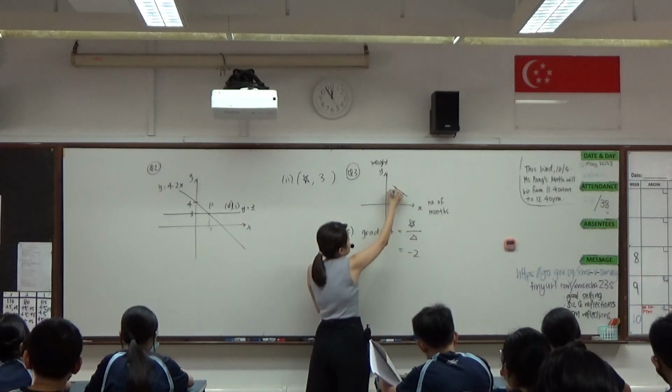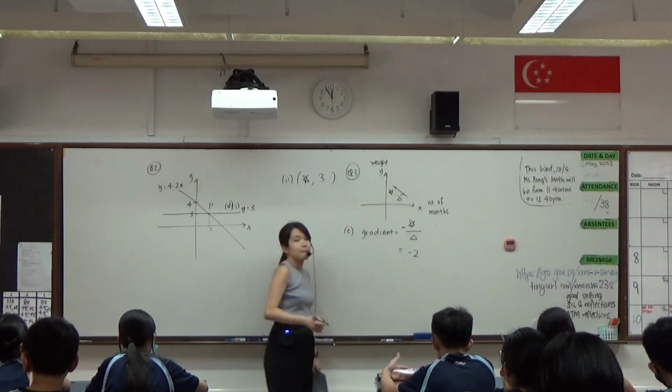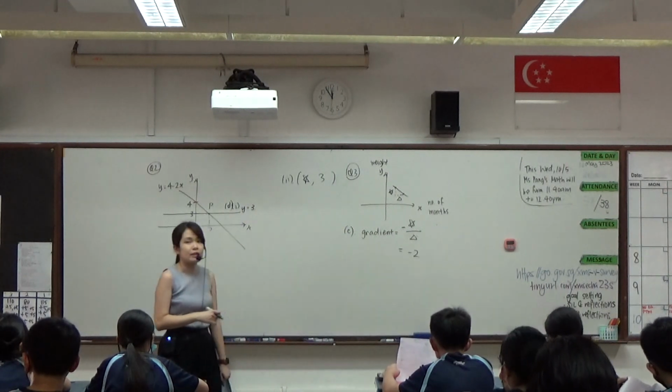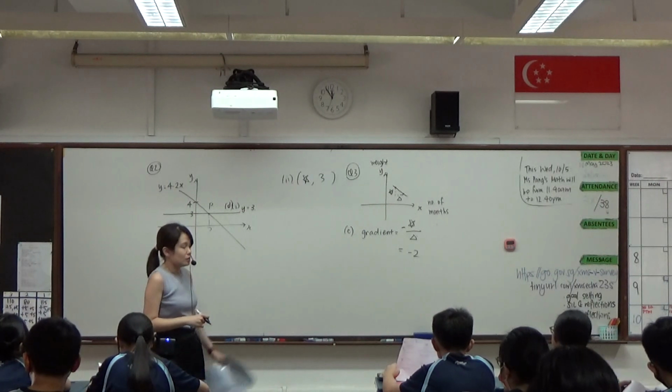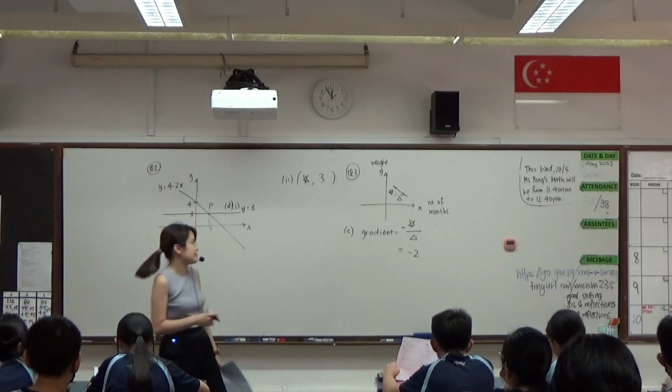So your rise over run. And then because it is downward sloping, it should be negative. So the answer that we get should be -2. Okay? Then in that same question it asks, explain what the gradient represents.